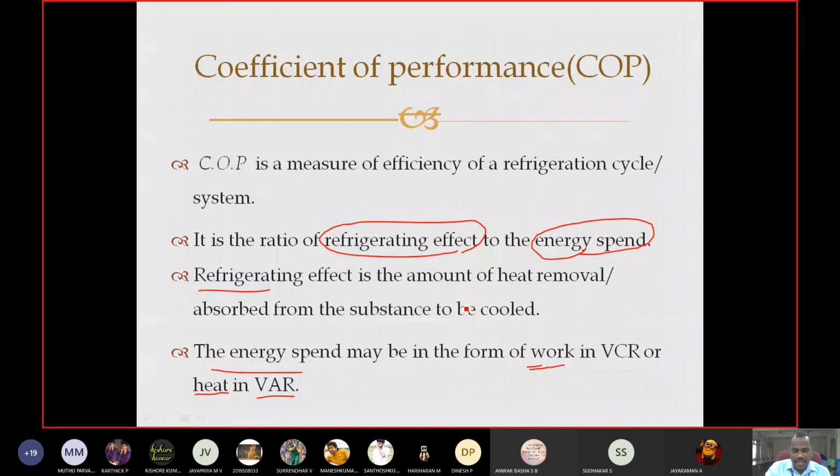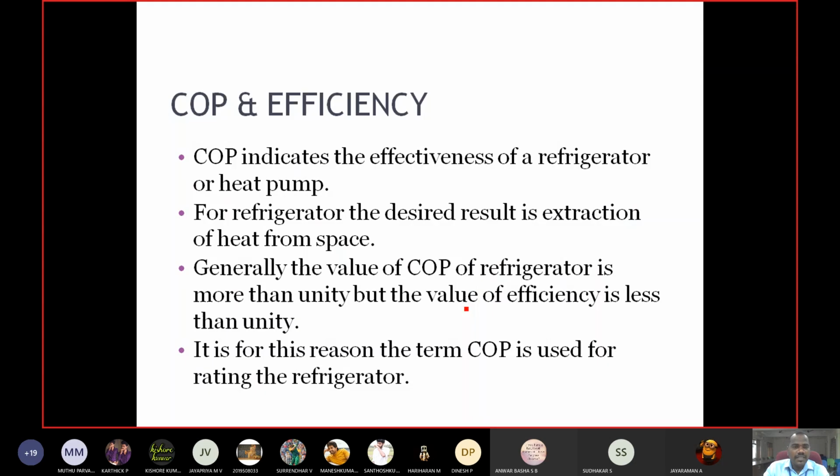So the thing is, we can have COP as output by input. Here output is the refrigerating effect and input is the energy spent. If work is given, we have the vapor compression refrigeration system. If heat is given, we have the vapor absorption refrigeration system. And we can compare both COP and efficiency. COP indicates the effectiveness of a refrigerator or heat pump. So if the term refrigerator or heat pump comes, we have to use the word COP.